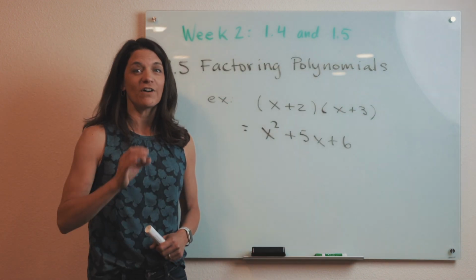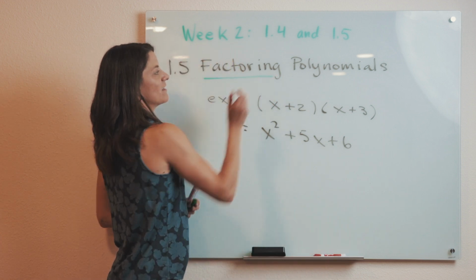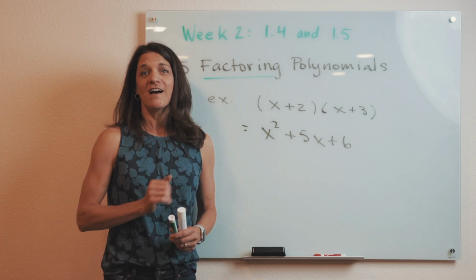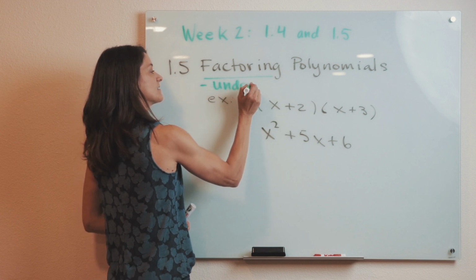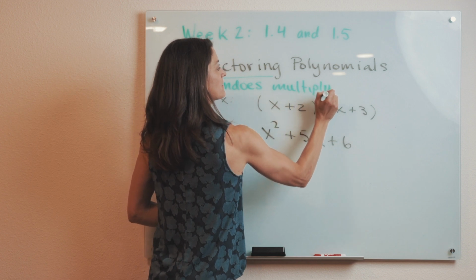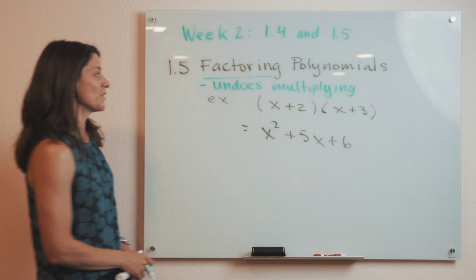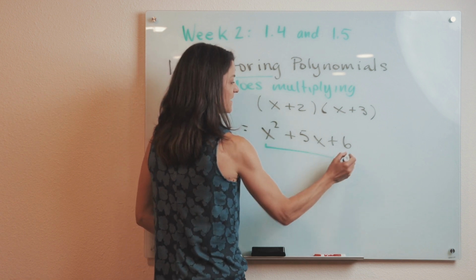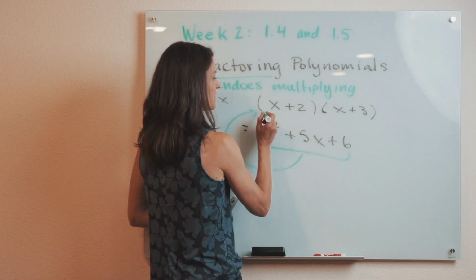Section 1.5, we're also talking about polynomials, but now we are performing factoring on polynomials. Factoring polynomials is going in the opposite direction of multiplying polynomials. So it undoes multiplying. So we did this multiplication in section 1.4. Factoring is going to go the other direction. We start off with something like this, and we end up with factors.